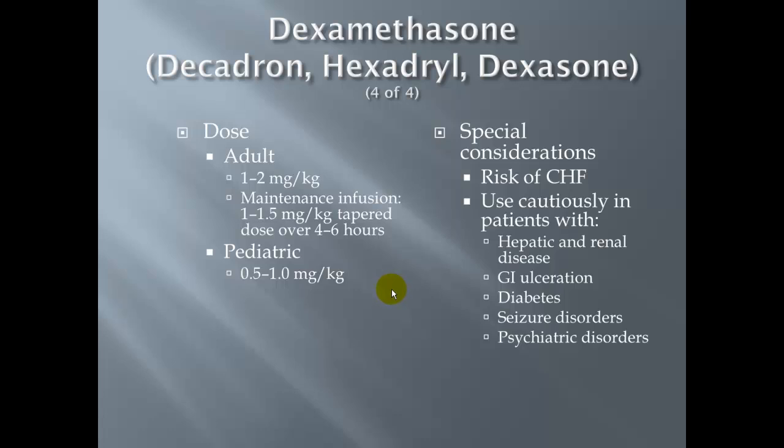We don't want to take somebody directly off this; they need to be tapered off of it, or slowly taken off of this medication. Pediatric, 0.5 to 1 milligrams per kilogram. Special considerations: risk of congestive heart failure. Use cautiously in patients with hepatic or renal disease, GI ulcerations, diabetes, seizure disorders, or psychiatric disorders.